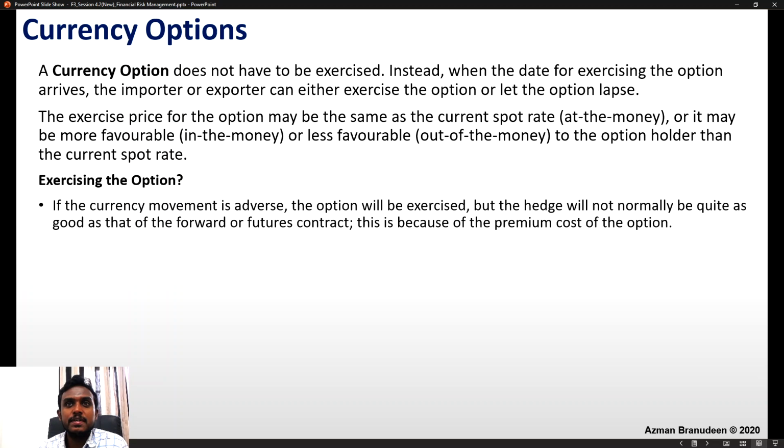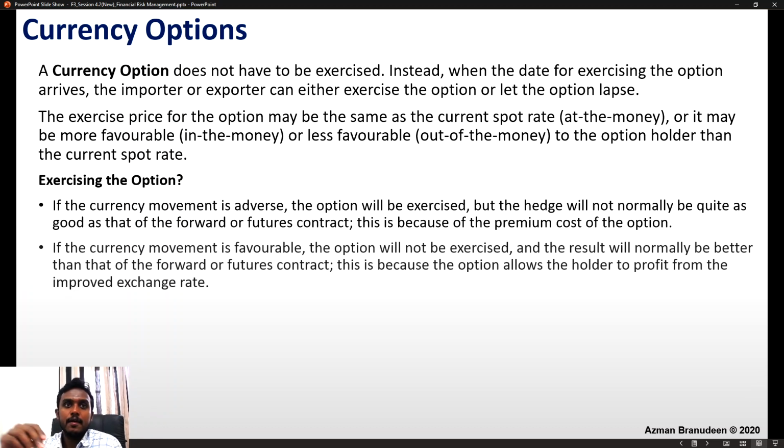If the currency movement is adverse, of course, the option will be exercised, in a way that the hedge will not normally be quite as good as that of the forward or futures contract because of the premium cost. But if the currency movement is favorable, you will let the option lapse and the result will normally be better than that of the forward or futures contract. This is because the option allows the holder to profit from improved exchange rate.